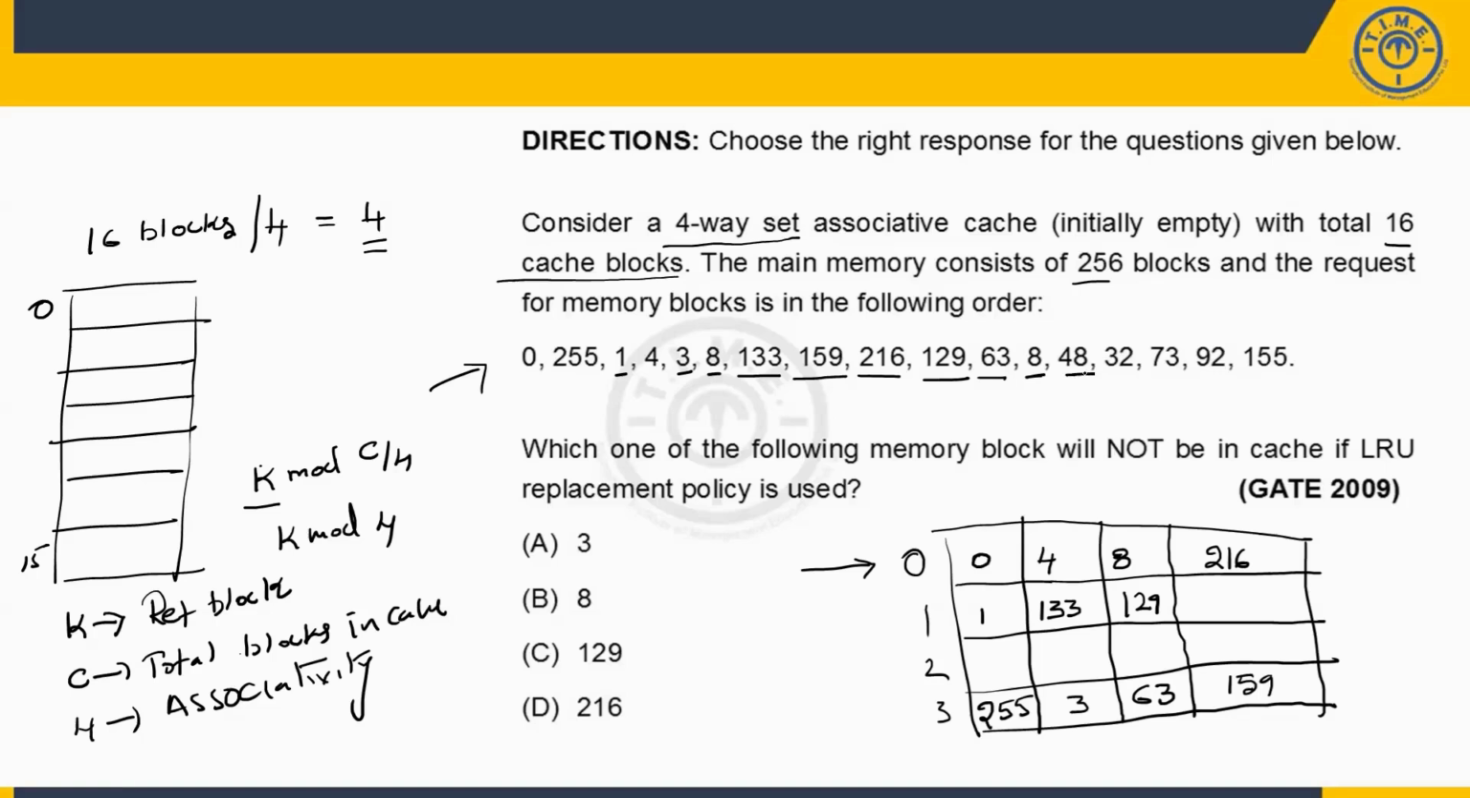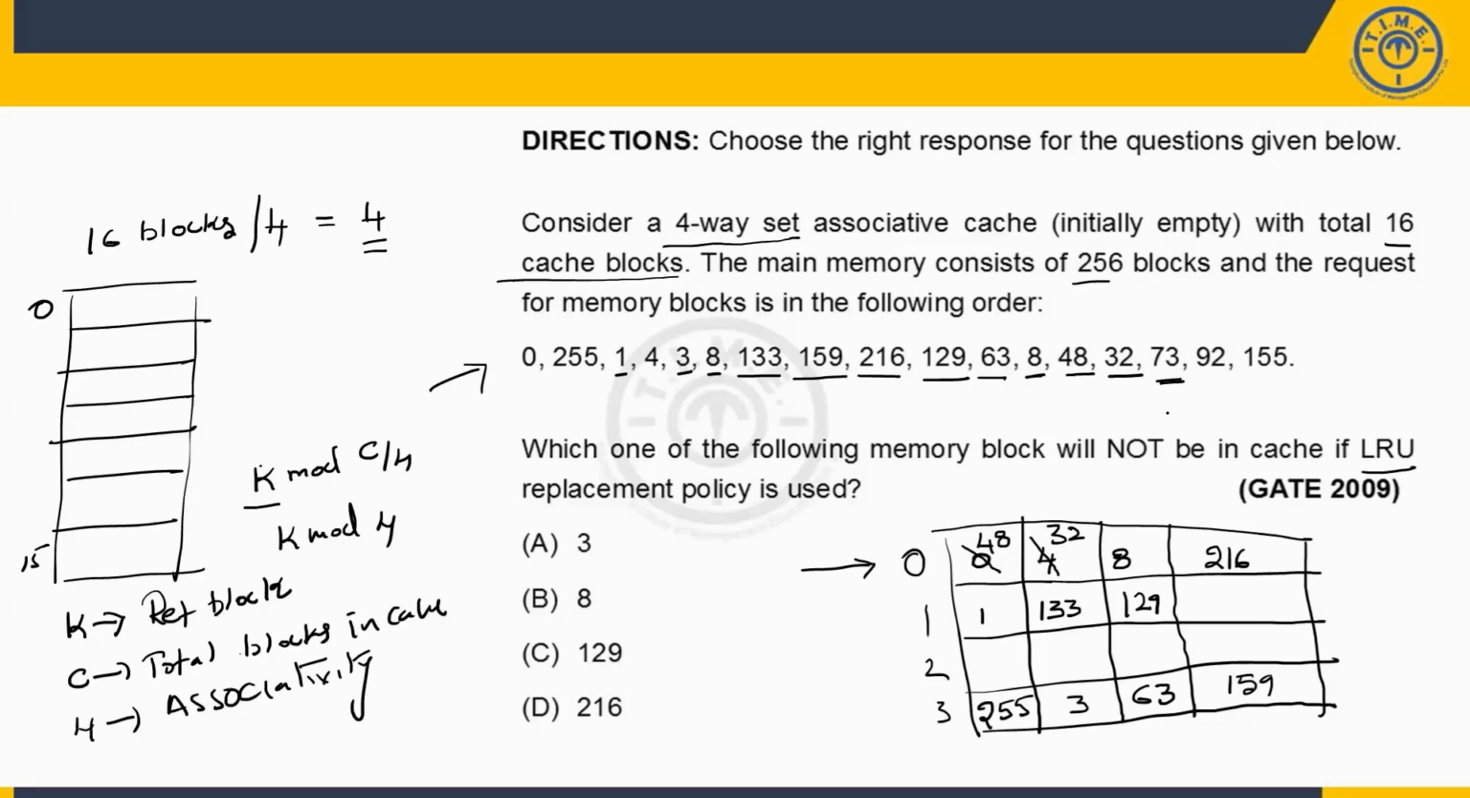Then 48. Since 48 is also mapped to 0, we need to go for replacement. What is the replacement? Replacement is LRU. According to LRU, the least recently used block will get replaced. Out of the total blocks, 0 is the least recently used one. So 0 will be replaced by 48. Then 32. 32 also is mapped to 0. For 32, we're going to replace 4.